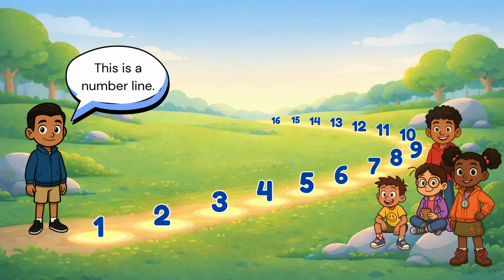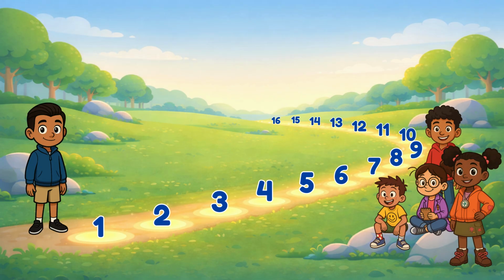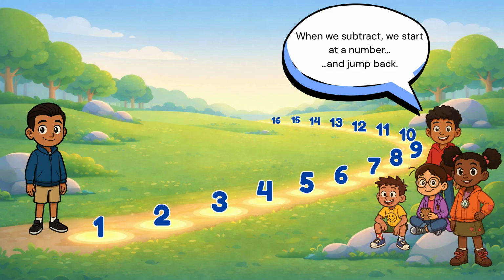This is a number line. Each number is in order. When we subtract, we start at a number and jump back.